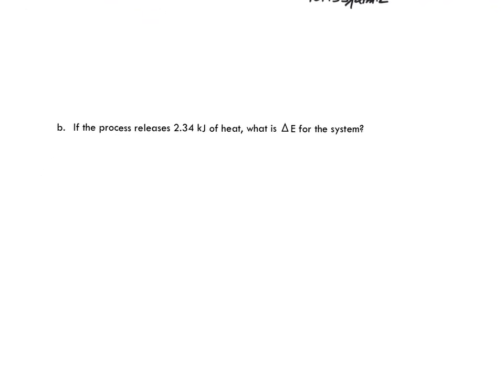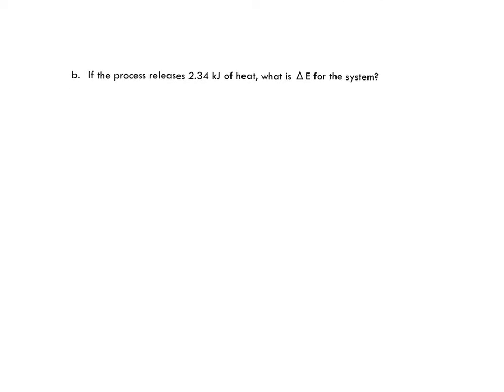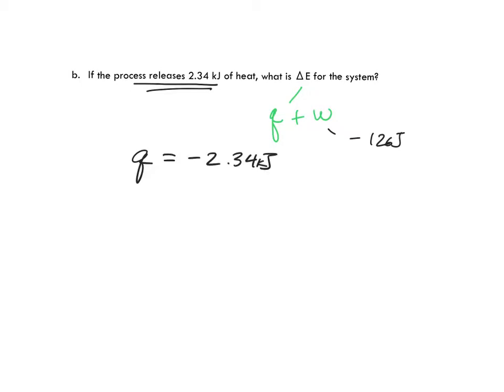In the second part of this problem, we're asked to find the energy of the system during this process. So energy is made up of work and heat. We already know that the work is negative 126 joules. And now we're given the heat. The problem tells us that the process released 2.34 kilojoules of heat. So Q is going to be negative 2.34 kilojoules.